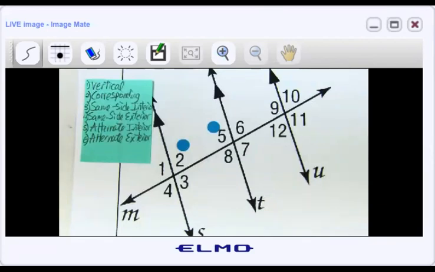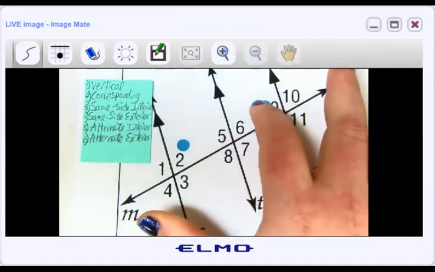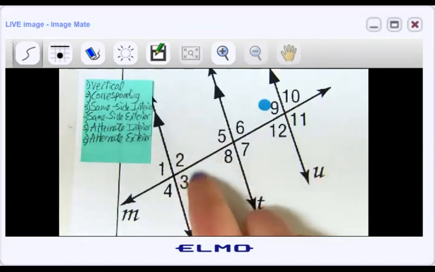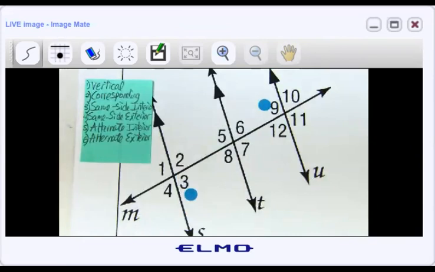Okay, and Anthony, I think you're my last one to pick a number. Anthony, pick a number from 1 to 12. 9. Okay, let's do 9 and 3. What are those to each other? Is it opposite interior angle? Yes, but the word is alternate instead of opposite, but that's not a big deal. Alternate interior. Perfect.